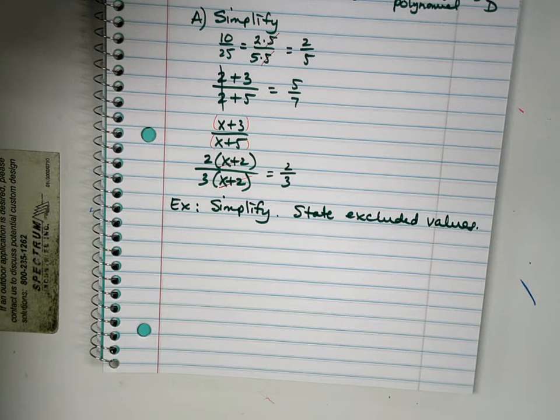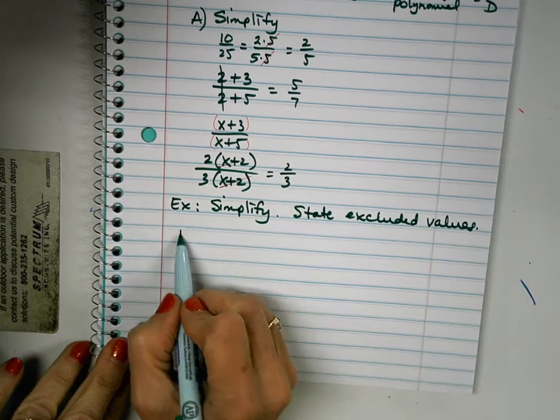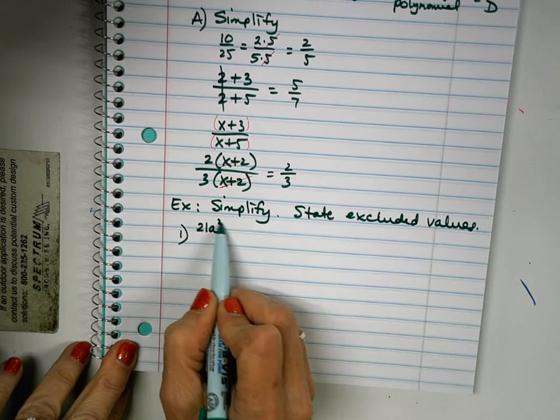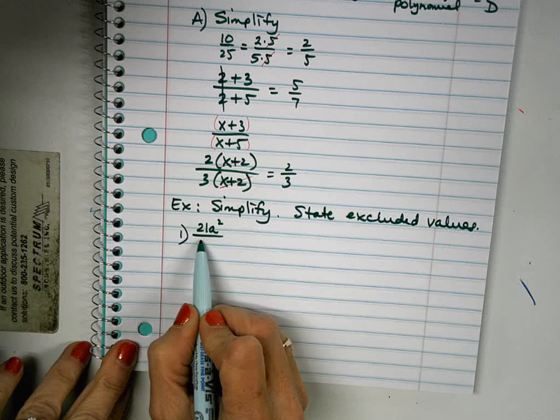And for those excluded values, for this portion of this exercise, those are going to be any value that at any point makes the denominator equal 0. Okay, we're going to exclude from the beginning, any point in between, the end, any place where the denominator would be 0, we need to exclude it. Okay, so for example here, number 1, 21a squared over 3a cubed.